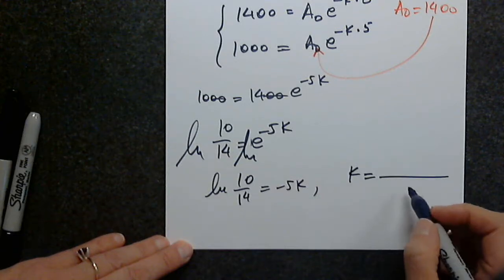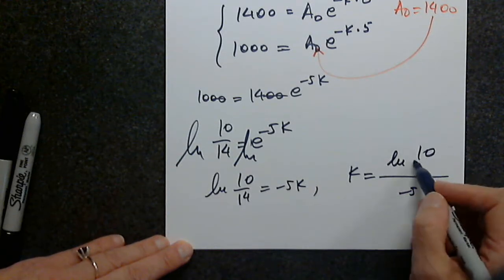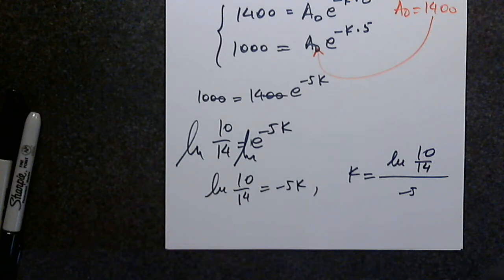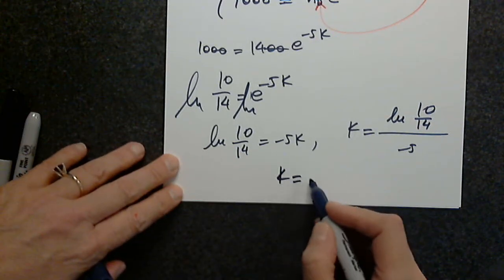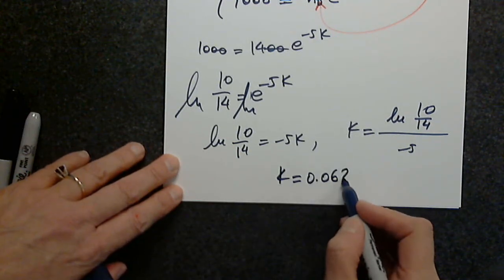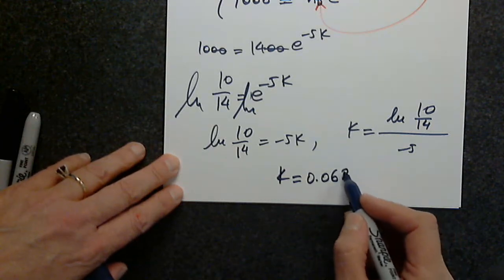So k equals natural log 10 over 14, divided by negative 5. Remember to put the negative 5 in the denominator in parentheses. So natural log 10 divided by 14, and divide everything by negative 5. And I got 4 decimals. You can even keep 5 for this one. So k equals 0.06729.